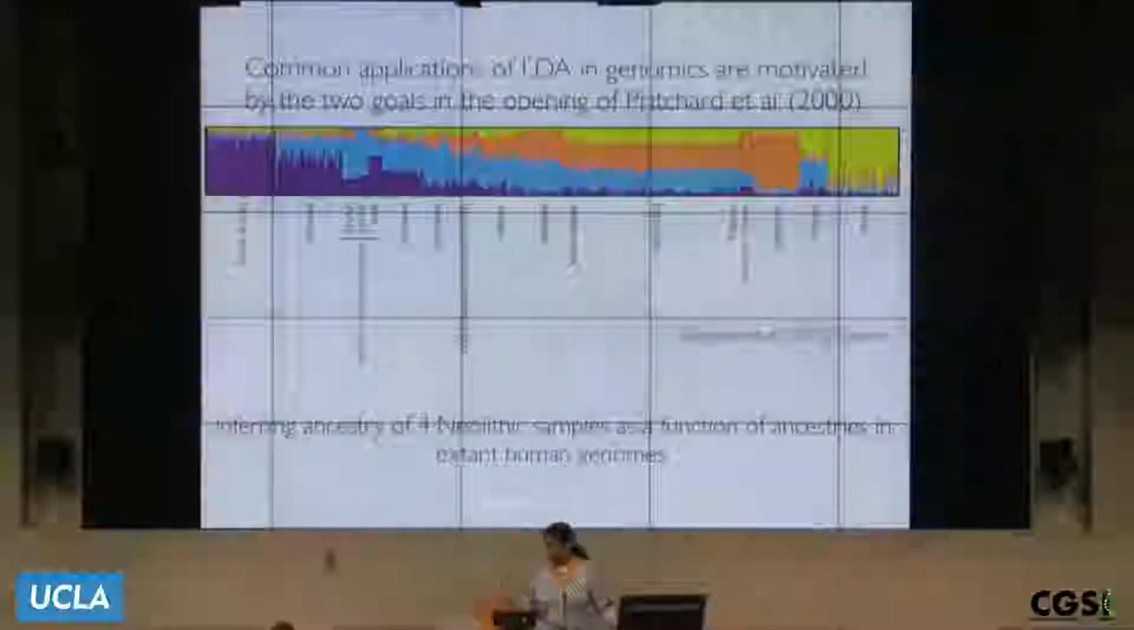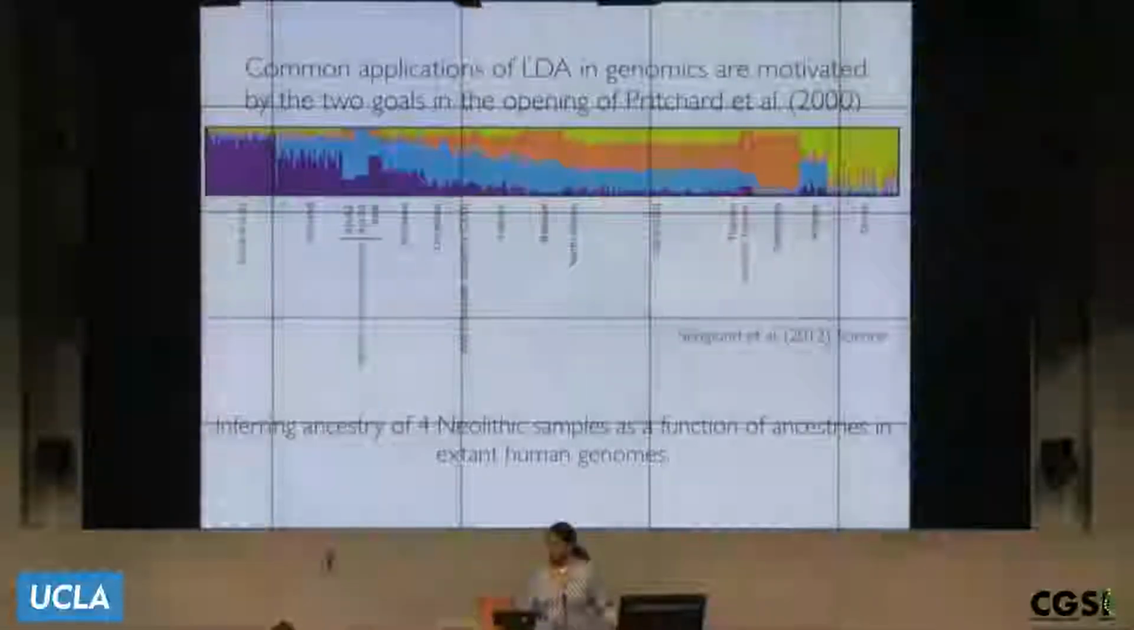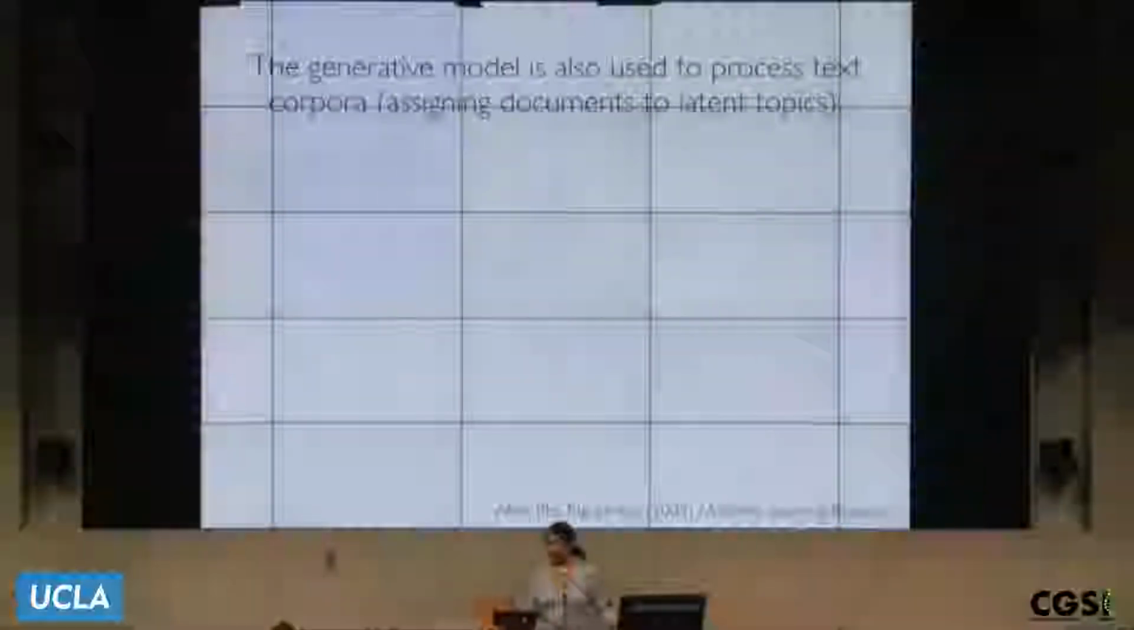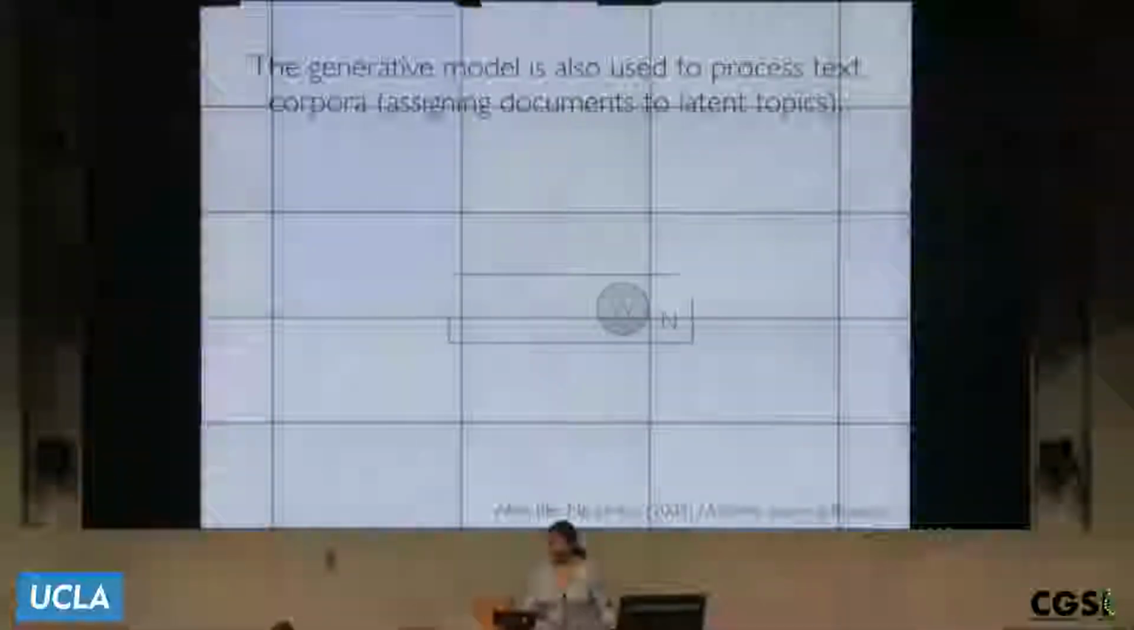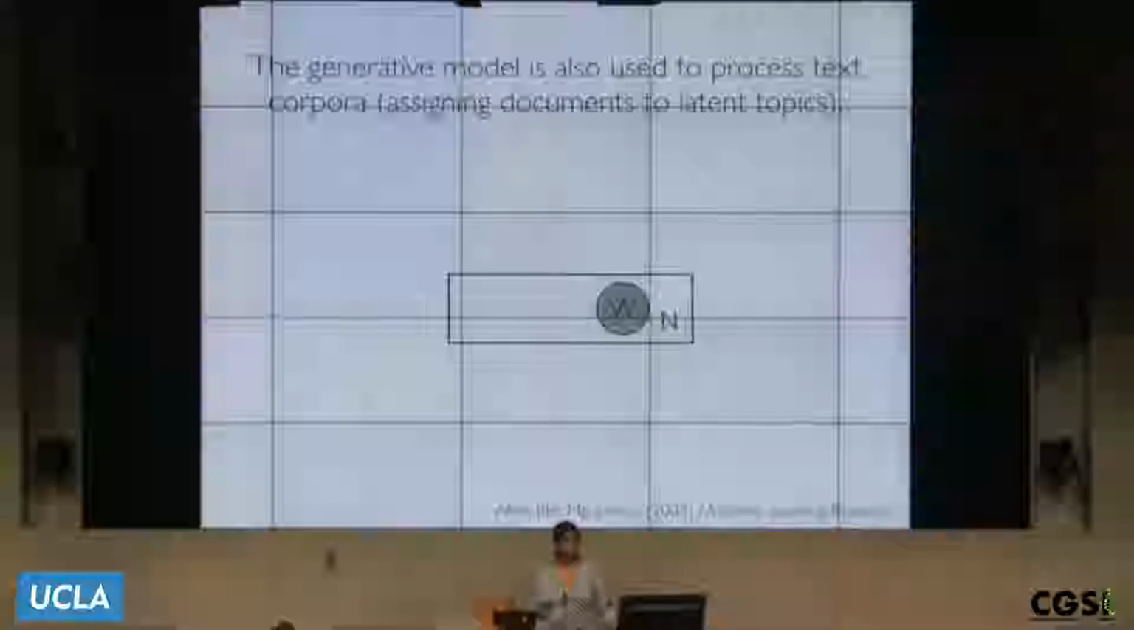So this generative model that underlies structure is also used to process text corpora. And I think that can be a useful way to introduce the graphical model for those of you who haven't thought about what's under the hood in a while. So the way that you might think about assigning a document to latent topics, and then I'll talk about how to make the analogy to genomes, is that you would say, well, in this document, I observe a set of words, W. I observe n such words. This document is a bag of words. Right? So that's how text corpora are analyzed.